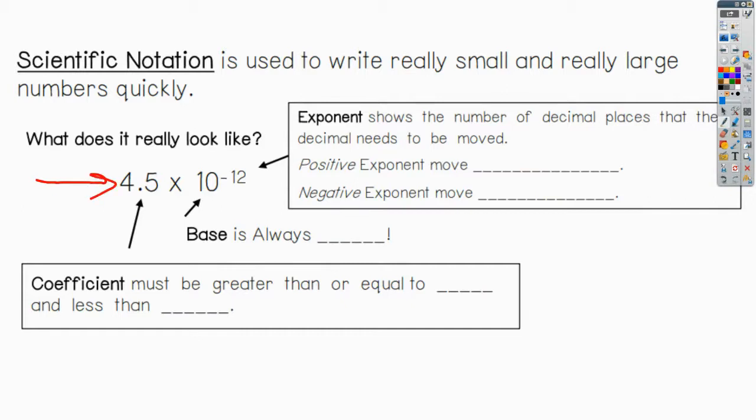What you can see is that you're first going to have a number, also known as a coefficient, and that number must be greater than or equal to 1 and less than 10. So this first number always has to be in between 1 and 10. We're always going to be multiplying it to a power of 10. And over here you can see a power of 10.